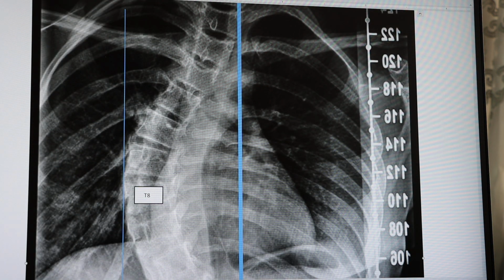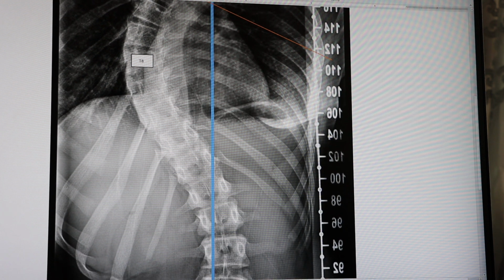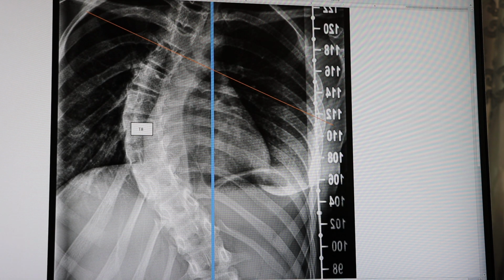And now let's draw a line identifying our end vertebra. We'll change the color. Let's just get rid of this line that we have used to identify the apical vertebra. And again, we do the same process to identify the end vertebra from below of this thoracic curve. Now, if you're not quite sure, then you'll have to draw several lines for several vertebrae to identify the most tilted vertebra.